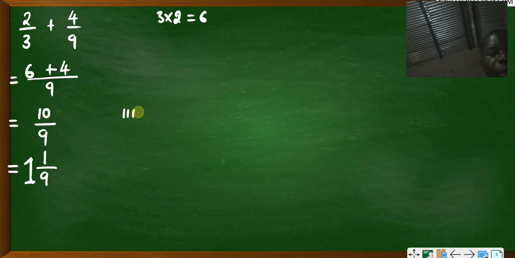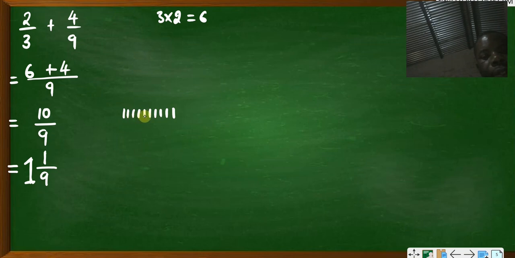So what I've done is 9 into 10. If you count 1, 2, 3, 4, 5, 6, 7, 8, 9, 10, then you count how many 9s are there. 1, 2, 3, 4, 5, 6, 7, 8, 9. How many 9s are there? 1. You say 1, and remember this one here, 1 over 9. So this one will become your final answer, like that. That's how we answer these things here.